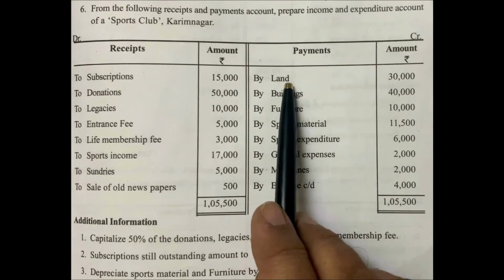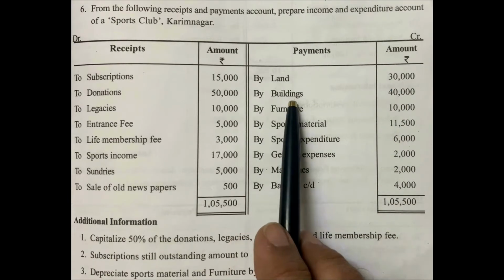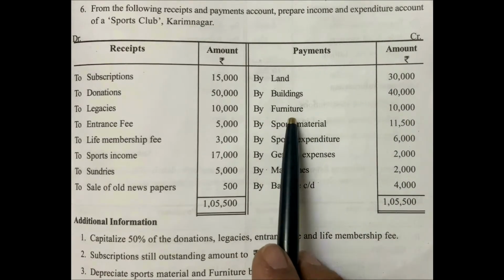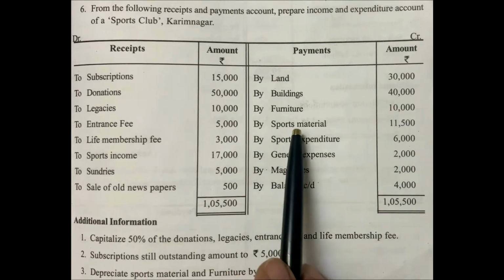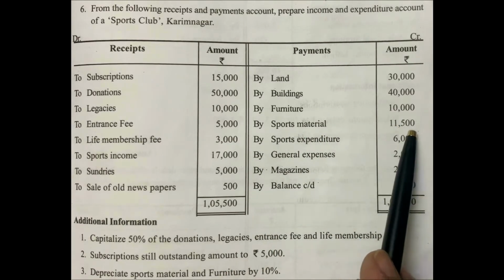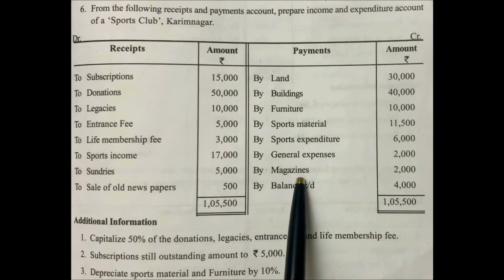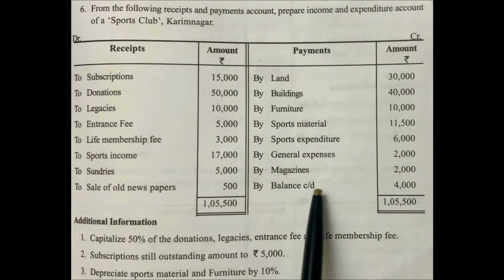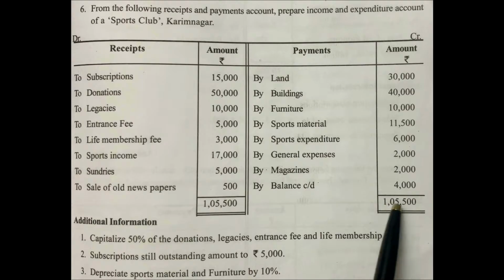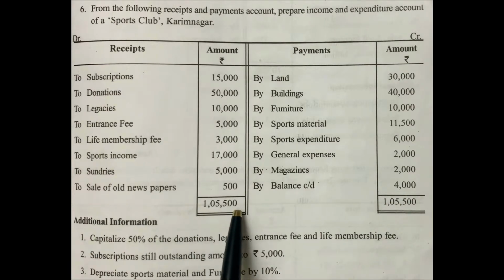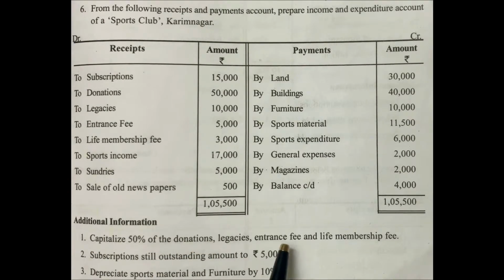Payment side: by land 30,000, by buildings 40,000, by furniture 10,000, by sports material 11,500, by sports expenditure 6,000, by general expenses 2,000, by magazines 2,000, by balance carried down 4,000. Both sides total 1,05,500. Additional information. First point, capitalize 50% of the donations, legacies, entrance fee and life membership fee.